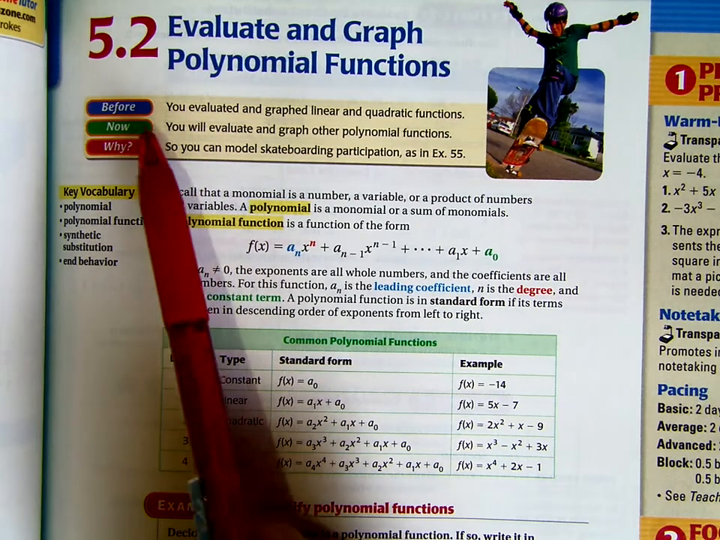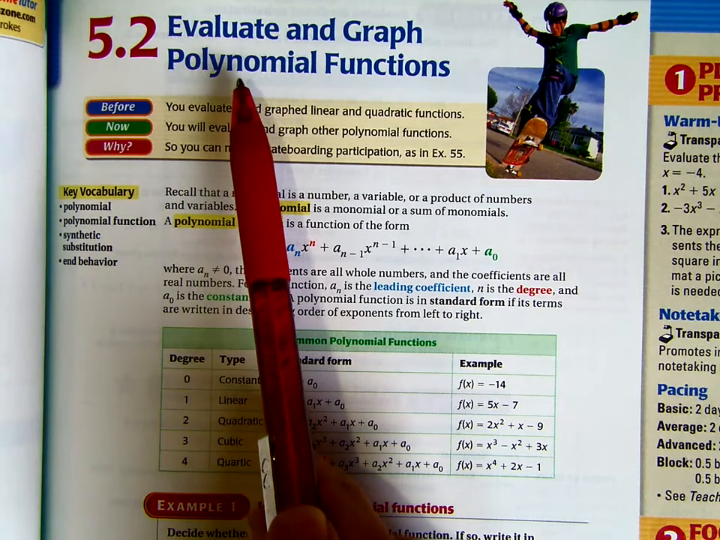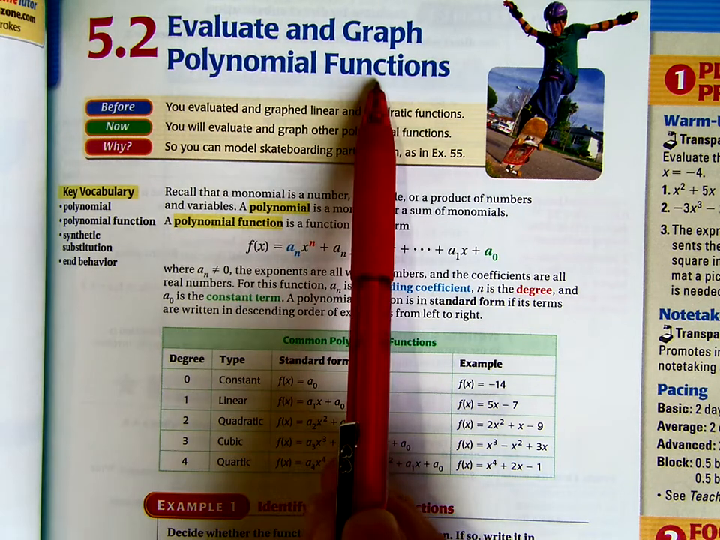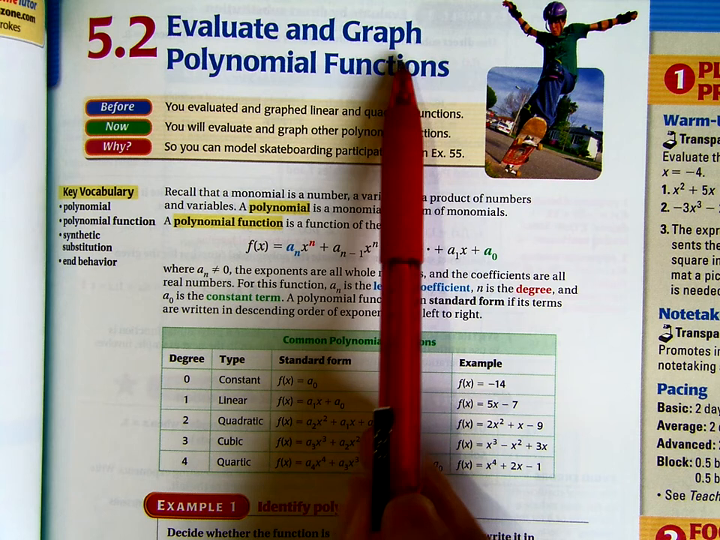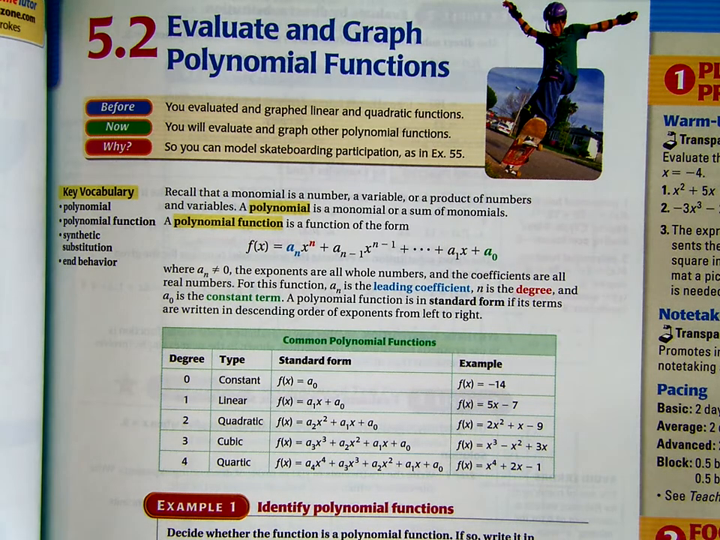Okay, so in section 5.2, we're going to evaluate and graph polynomial functions. Not so much graph as look at the end behavior. We'll put some pieces together at the end of this chapter to just get an idea of what these polynomial functions look like. The first thing we have to decide is: is it a polynomial function or not?